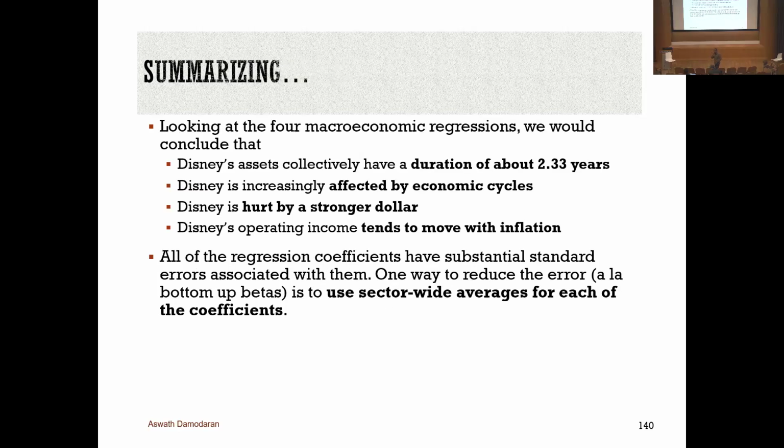The bottom line is we bring them all together. Here's what the regressions lead me to believe about Disney. Collectively, if I believe the regression, and I'm going to put a qualifier there because the t statistic was so close to zero, the duration of the asset is 2.33 years. It is increasingly cyclical. It is hurt by a stronger dollar, and it tends to move with inflation. All that would lead me to design debt for Disney that matches up to what I found from the regressions.